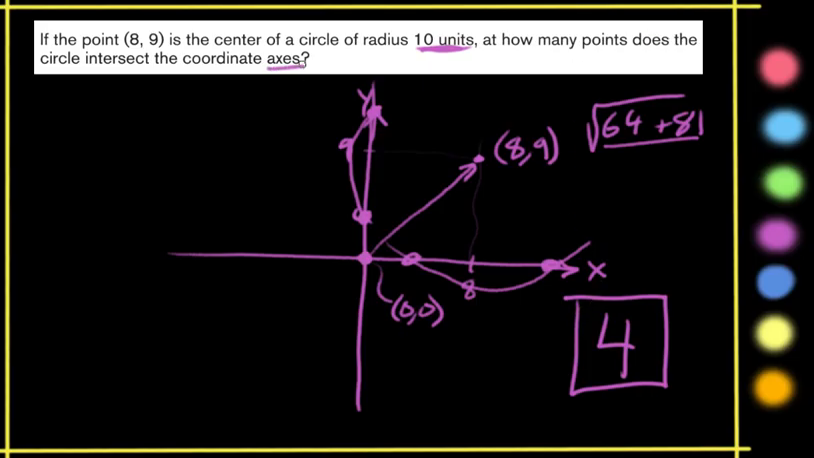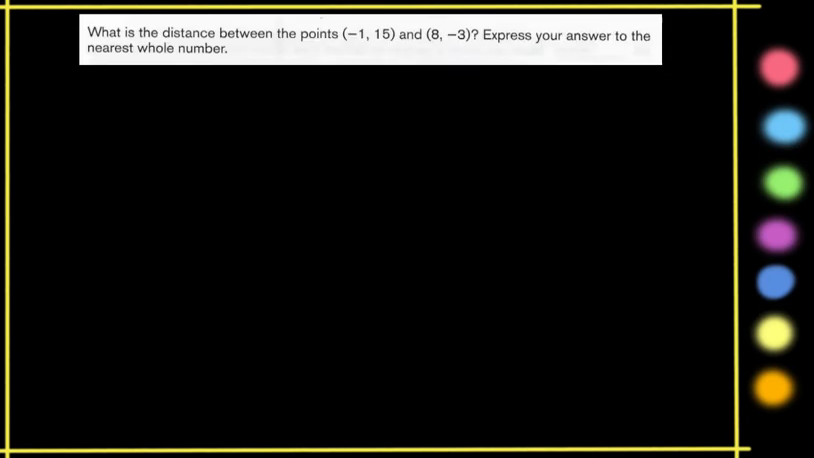Axes is the plural of axis. We've got the x-axis and the y-axis. That forms your coordinate axes. Okay, great. So that's the answer there. Let's go on to the next one. And this one says, what is the distance between points (-1, 15) and (8, -3)? And express your answer to the nearest whole number.